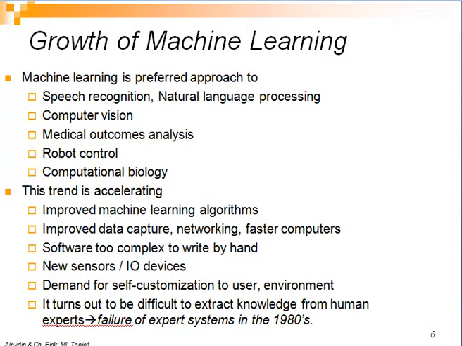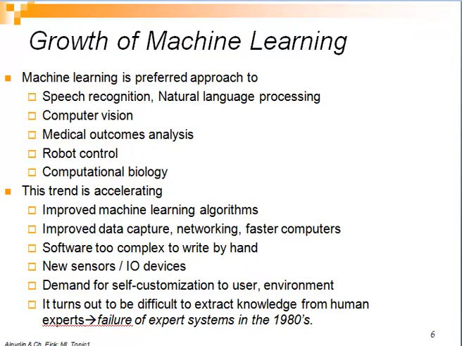Now, how has the growth of machine learning increased exponentially from year to year? Machine learning was first an approach to speech recognition, then natural language processing, then computer vision across AI, then medical outcome analysis, and how these things are helping each other, robot control, and fault tolerance, because you're learning from your fault. Once you see the thing is not working, you don't do it again. That's how we learn as a small born child, a young infant. Computational biology too, this trend is accelerating.